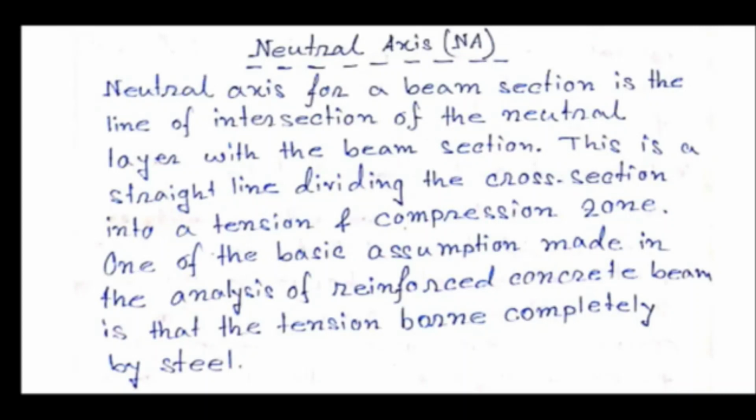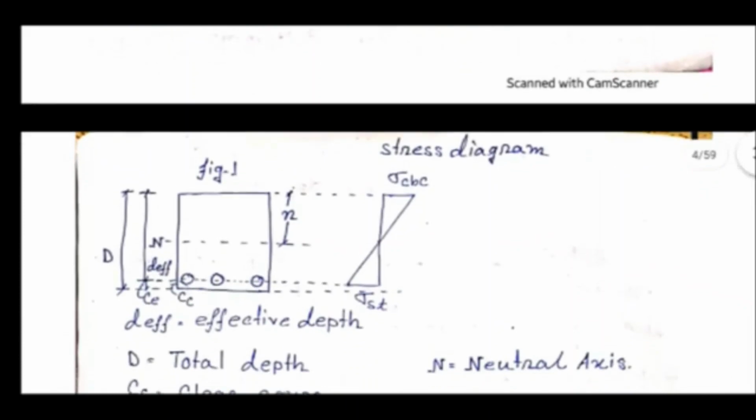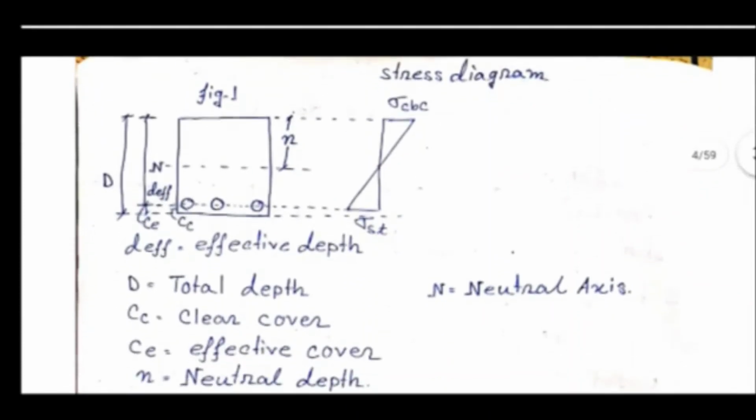One of the basic assumptions made in the analysis of reinforced concrete beam is that the tension is borne completely by steel. The upper portion of neutral axis is considered as compression zone and lower portion of neutral axis is considered as tension zone. That's why reinforcement is given in the lower portion.